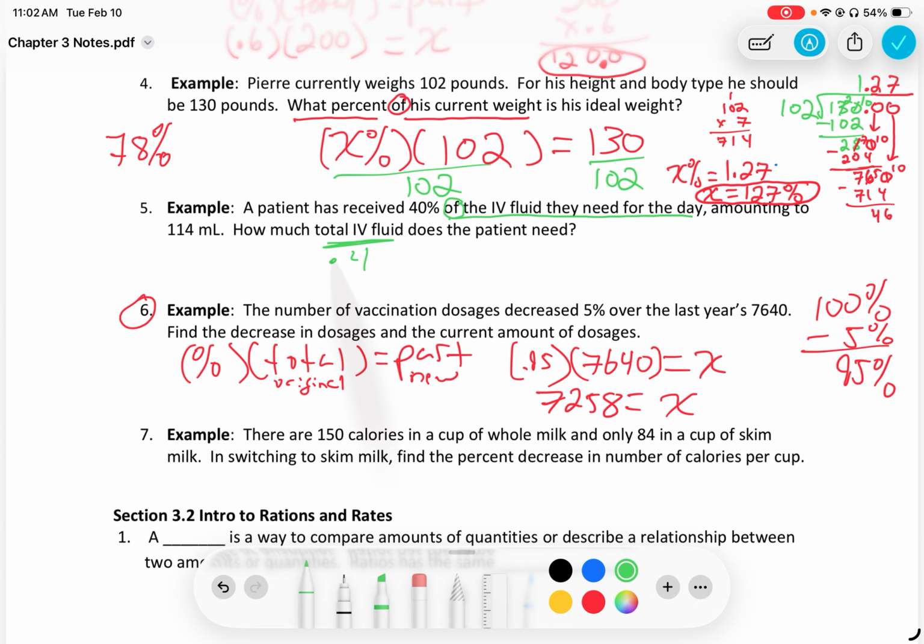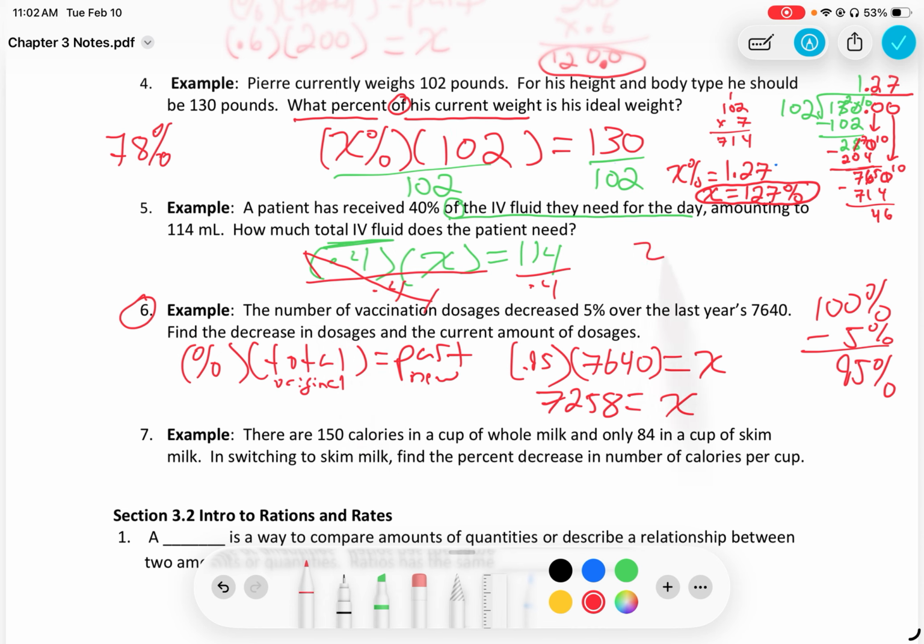So I'm going to take my percent as a decimal. 40% is 0.4 as a decimal, times my total that I don't know will equal my part. This is 0.4 times x. We have multiplication happening, so we need to undo it by dividing both sides by that 0.4. 0.4 divided by 0.4 is 1.